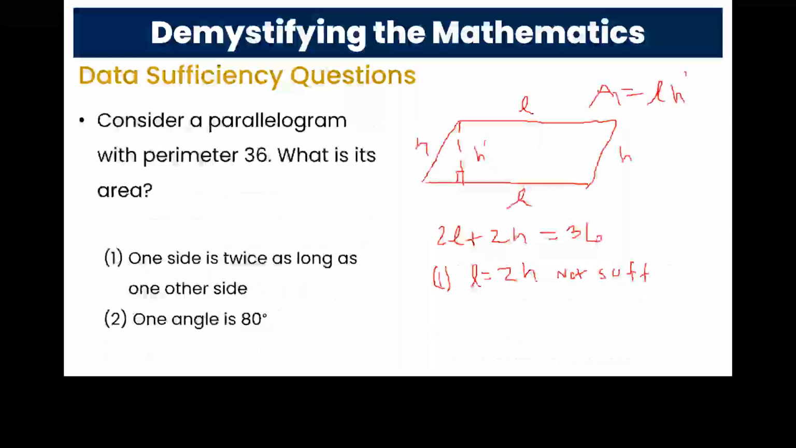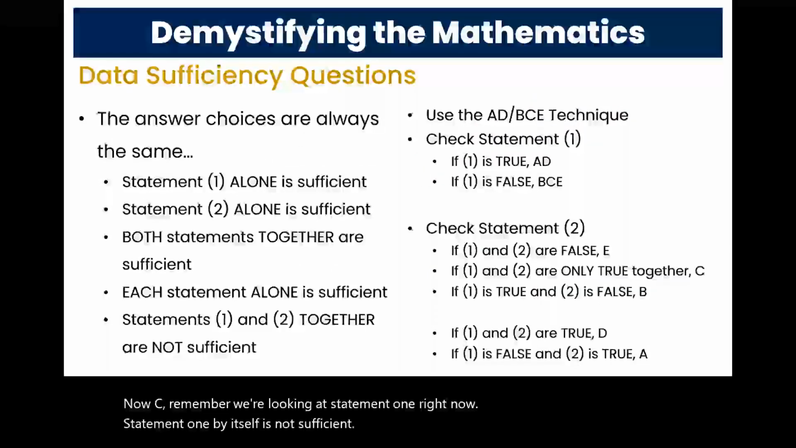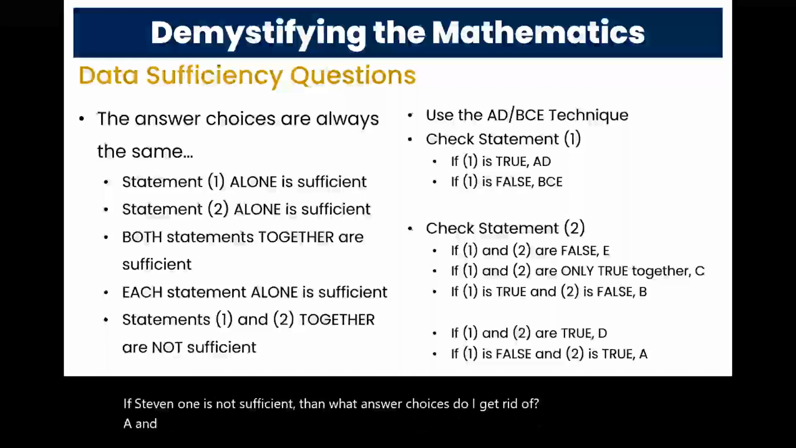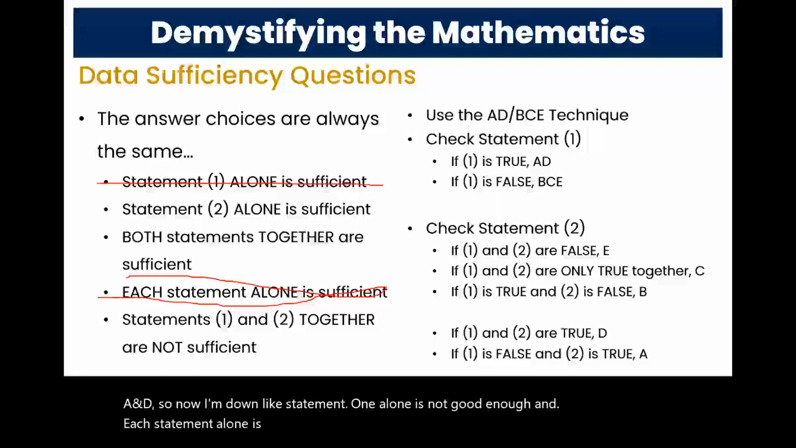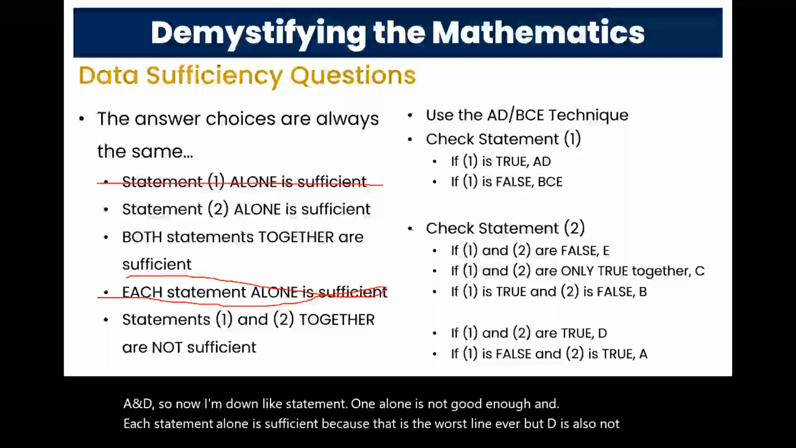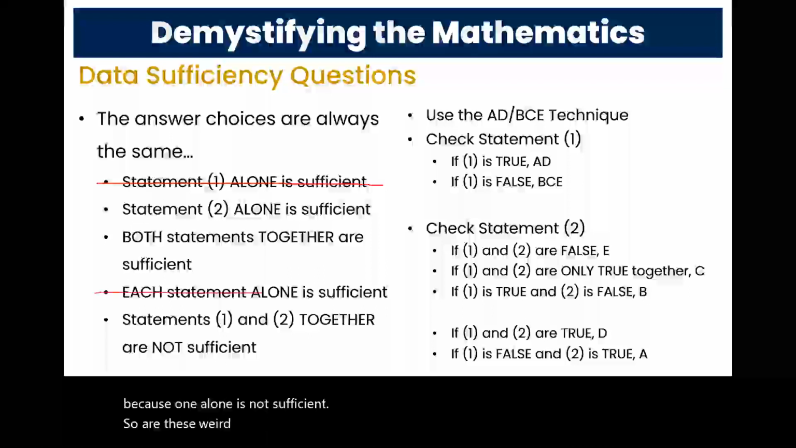Not C. Remember, we're looking at statement 1 right now. Statement 1 by itself is not sufficient. If statement 1 is not sufficient, then what answer choices do I get rid of? A and D. So now I'm down. Statement 1 alone is not good enough, and each statement alone is sufficient, because that is the worst line ever. But D is also not true, because 1 alone is not sufficient. So are these weird questions? Oh yeah, they are funky.